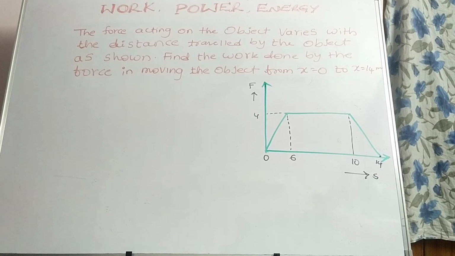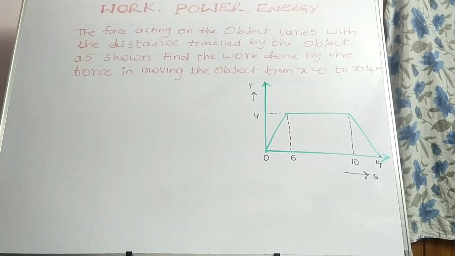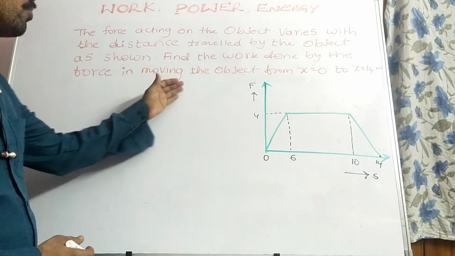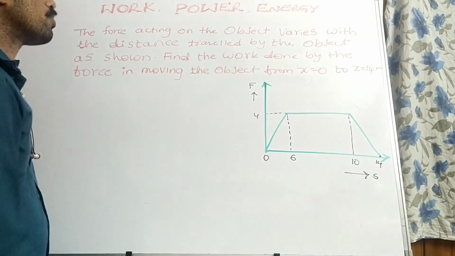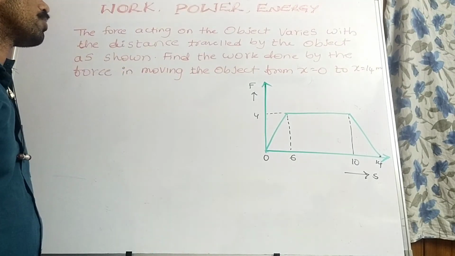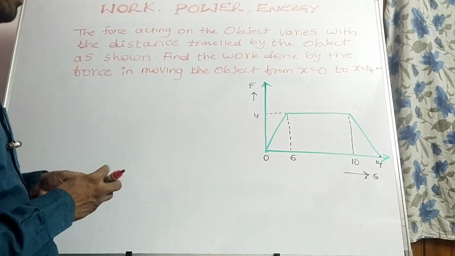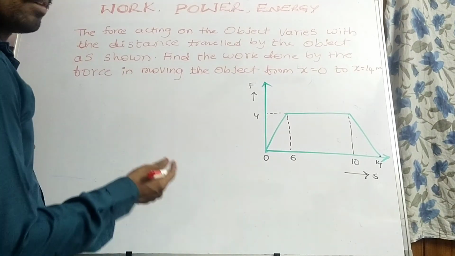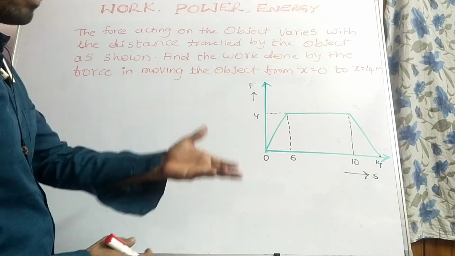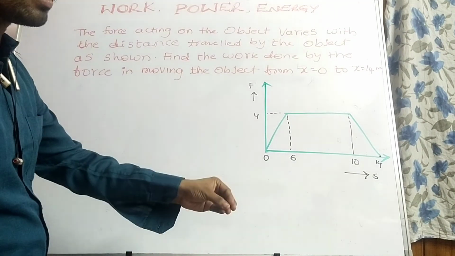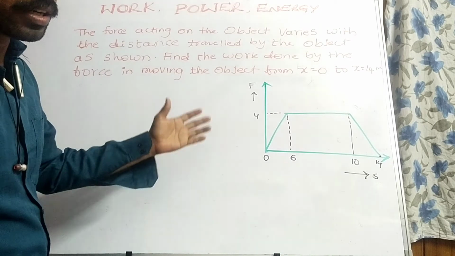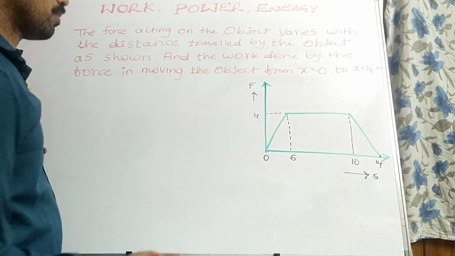So here we have a graph. The force acting on the object varies with the distance travelled by the object as shown in the figure. Find the work done by the force in moving the object from x equal to 0 to x equal to 14. Graphical problems are very simple. Multiplying, the area under the curve will give us the answer. Area under the curve will give us the work done.